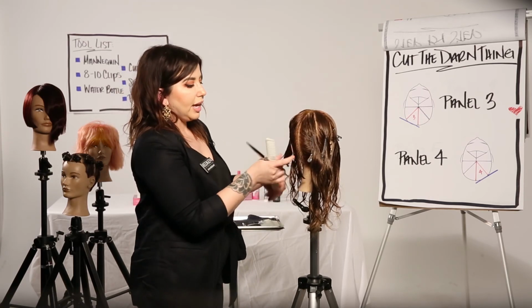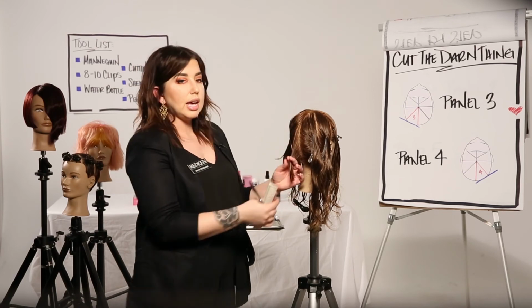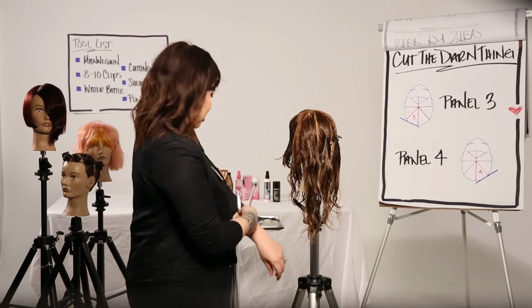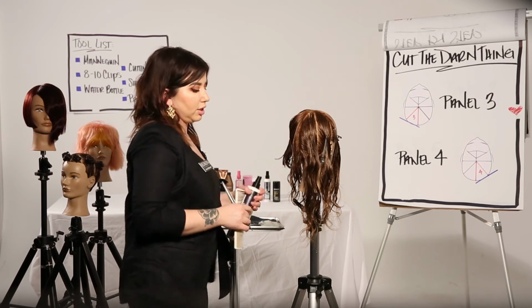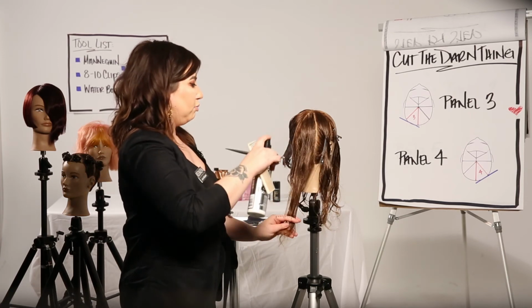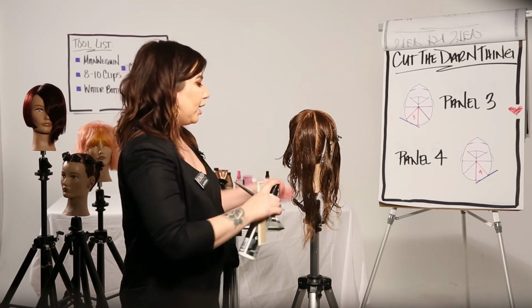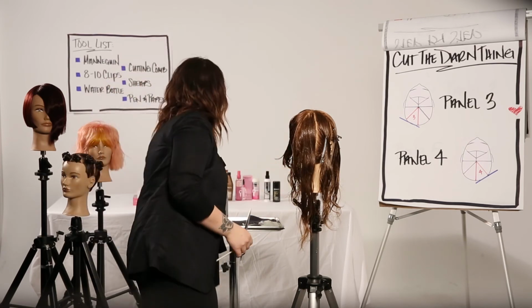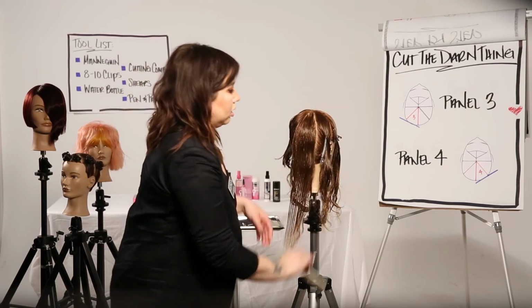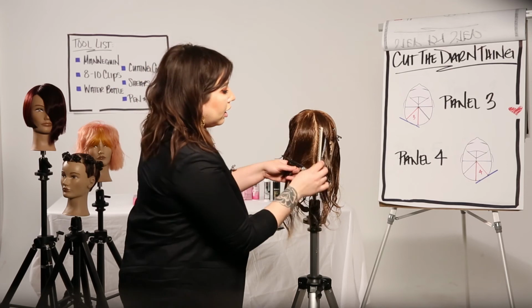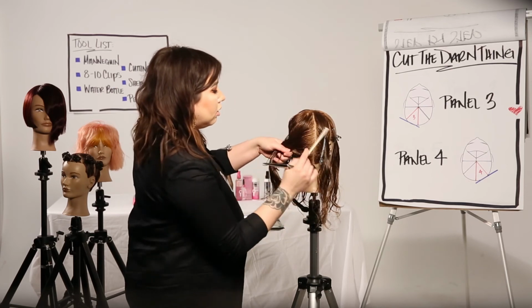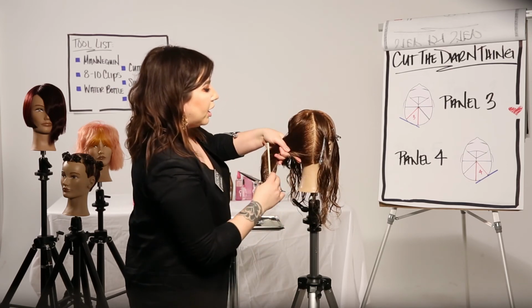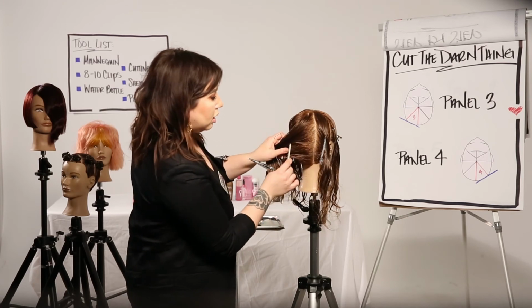I'm just going to take a small section as a guideline. How big of a section? Yes, a small section. I don't want to take the whole section because I don't want to create another cutting line. I just want this to be my guideline. Working with One United, I'm going to simply move the hair to the side to create my horizontal sub-partings.